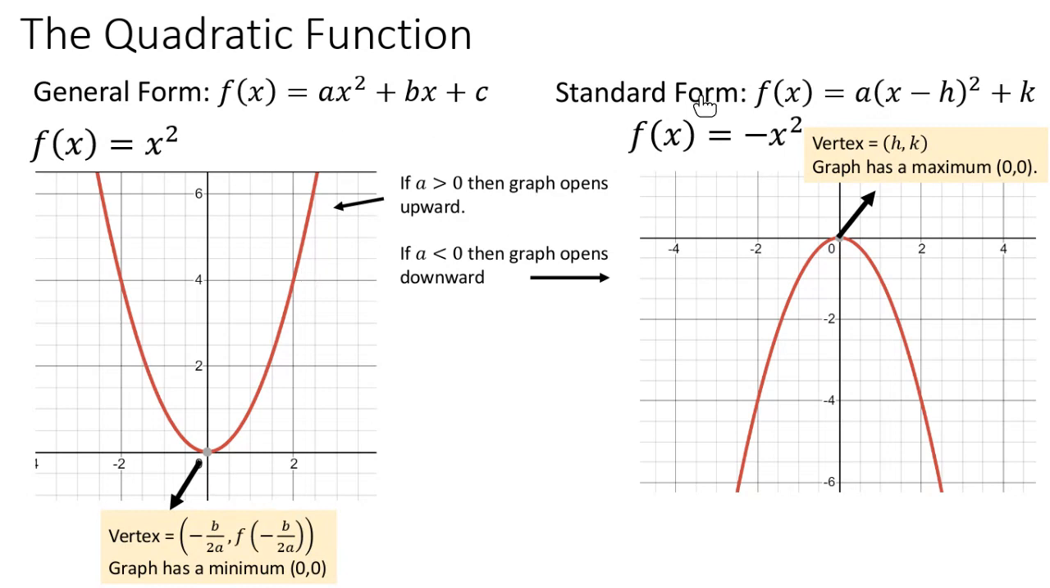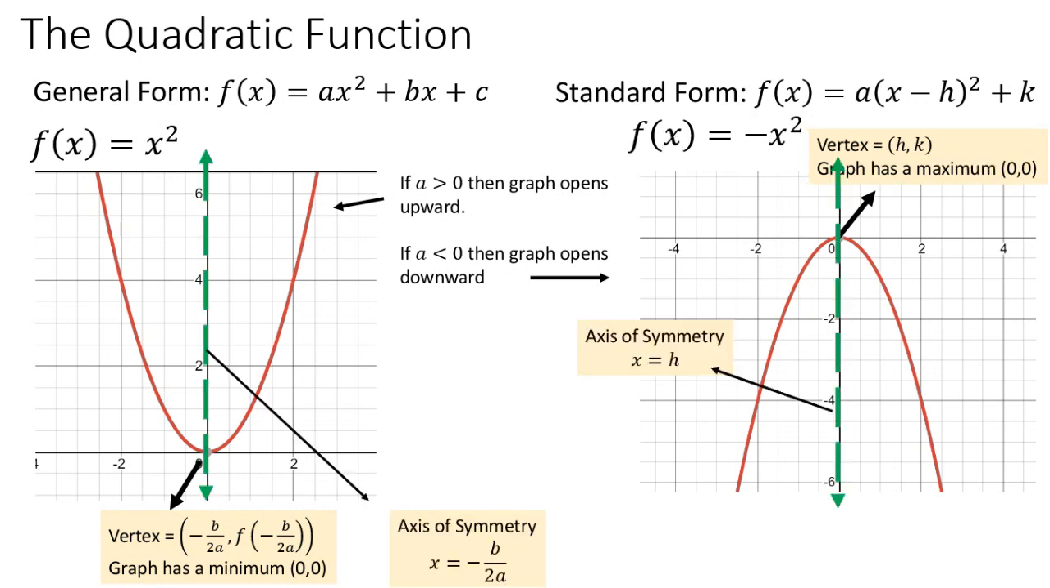Now, when it's in this form, the standard form, I like to call it the vertex form, because I can look at this function equation and automatically know what my vertex is, because here the h and k represent my vertex. And I'll show you some examples of how easy it is to identify the vertex when it's in standard form. Okay. All right.